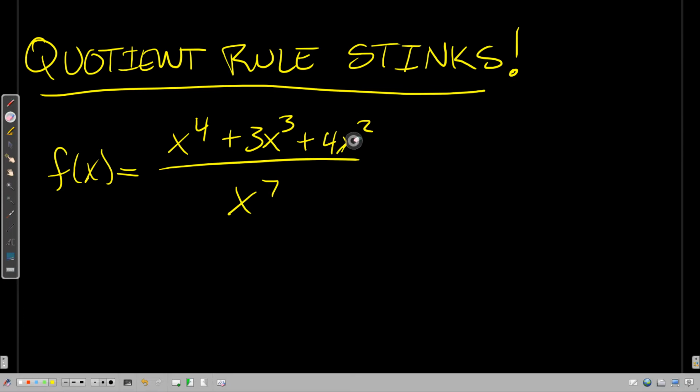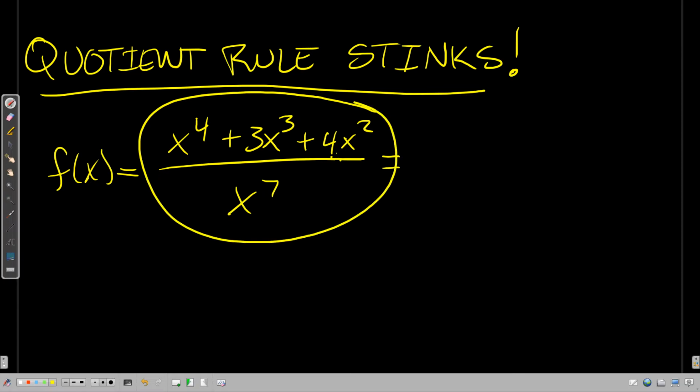Let's do it like that. Not only does this not need a quotient rule, you don't even need a product rule. What you need here is a rewriting of f using your algebra.